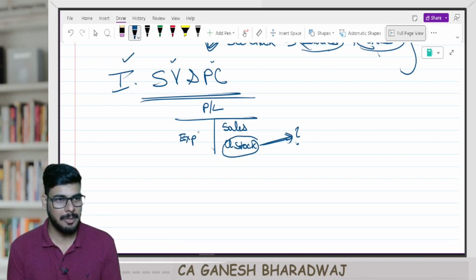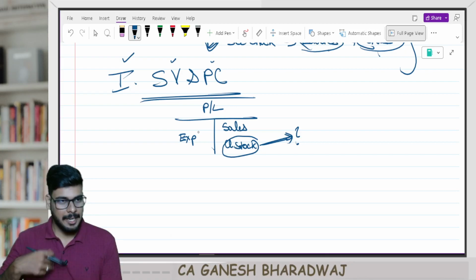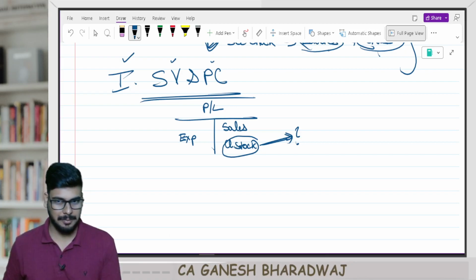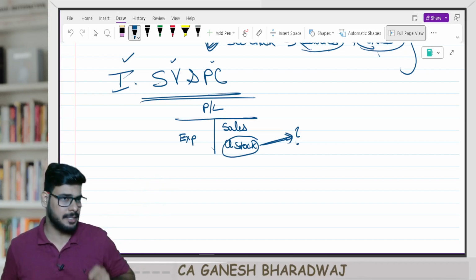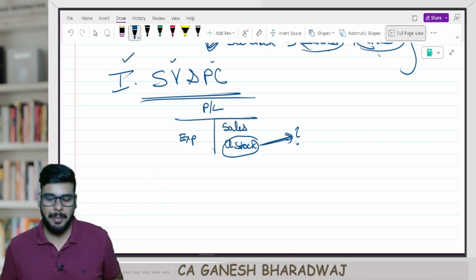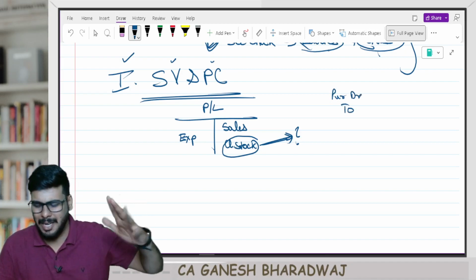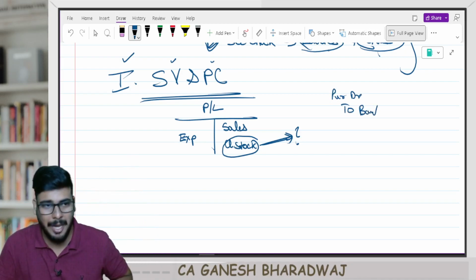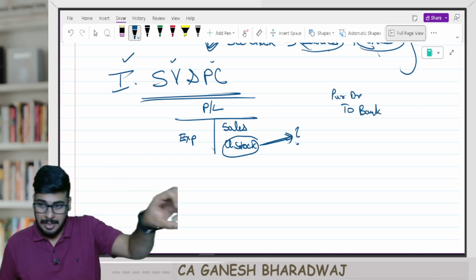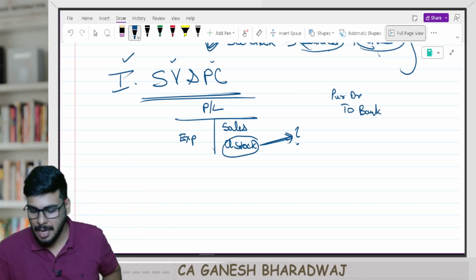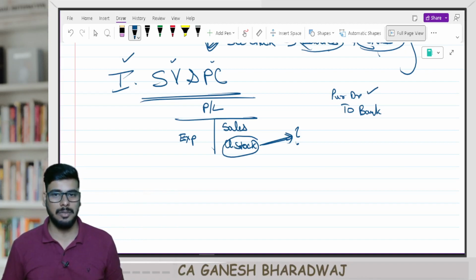But how did you get this value? See, when I purchase raw material, let's say I'm a trading company. When I purchase, what is the entry that I pass? Purchase account debit to cash, bank or creditors, whatever it is. Let me just take it as bank, correct? Whenever the materials come into my factory, I track it in a ledger called purchase account.